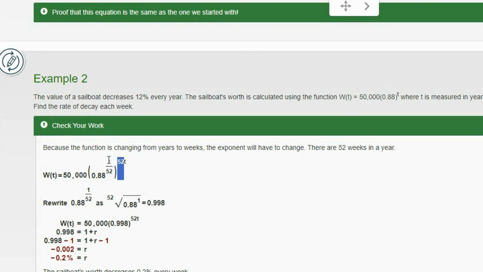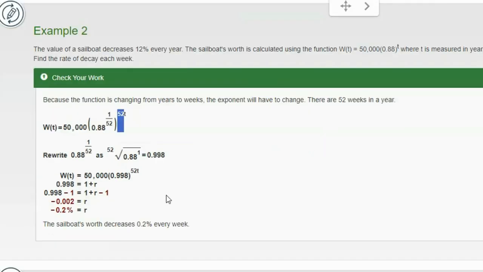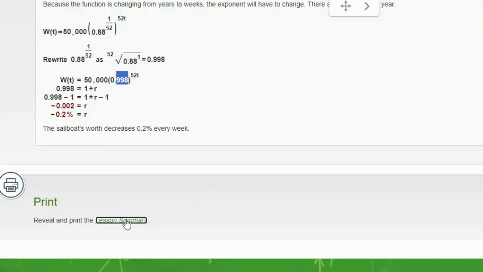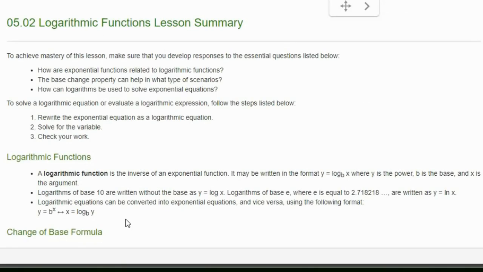Then you're going to put that in the calculator to figure out what the 1/52nd power of 0.88 is, which is now you're losing 0.2% per week because it's 0.998. 0.998 is less than 1%. 0.2%. Okay, here's our lesson summary. Then we're going to look at some sample problems, 1 or 2 before we run out of time here.